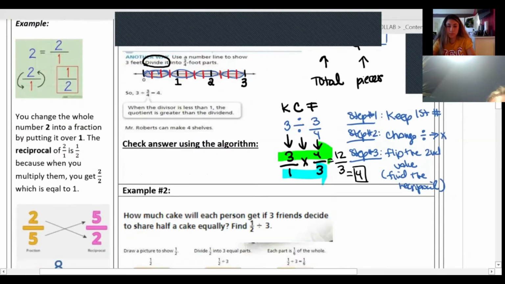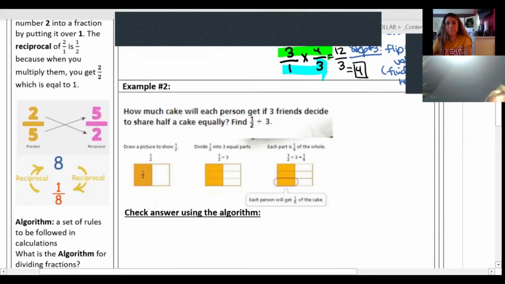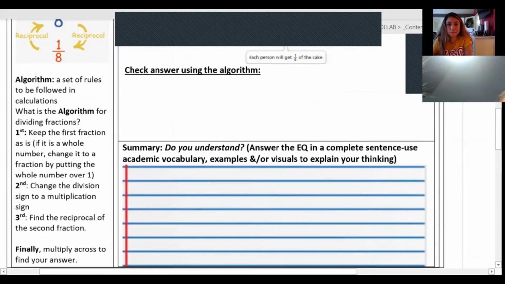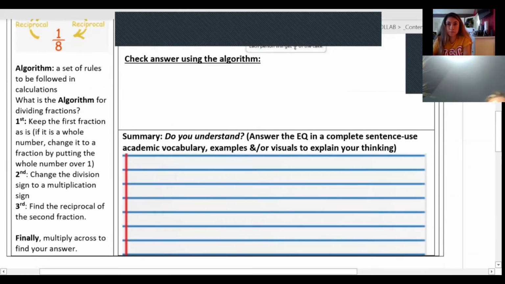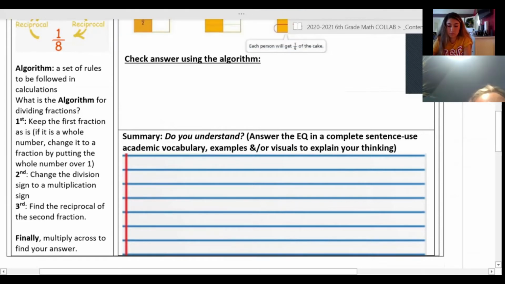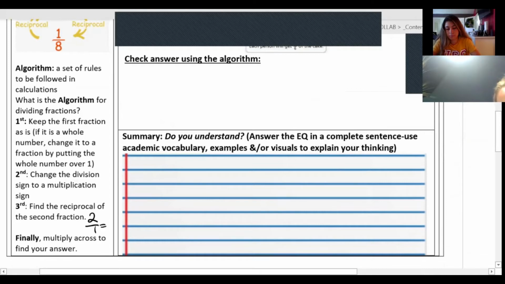And so on the side here, guys, you will see what the algorithm is, and it has a step-by-step checklist that you will be able to reference if you do get stuck. First, you keep the fraction as is. If it's a whole number, change it to a fraction by putting the whole number over a 1. Step 2, change the division sign to multiplication. And step 3, find the reciprocal of the second fraction, which simply means, if you have 2/1, you want to change it to 1/2.